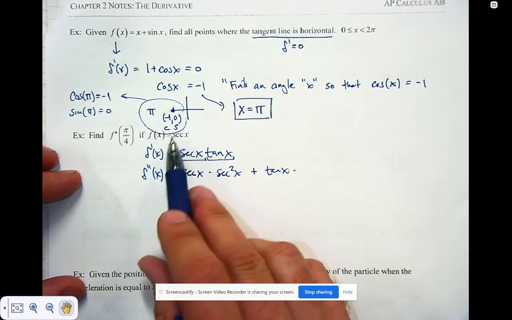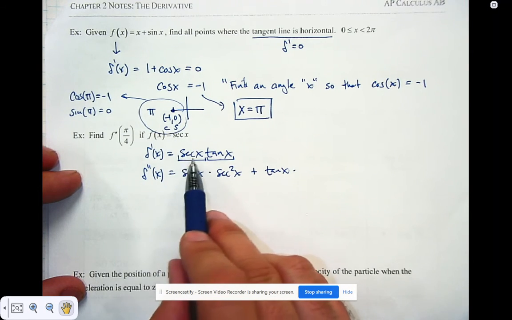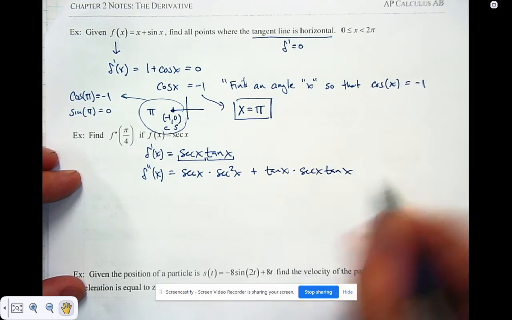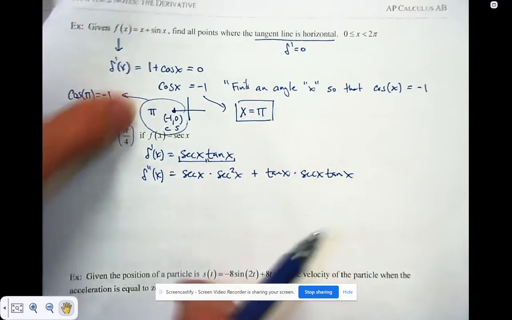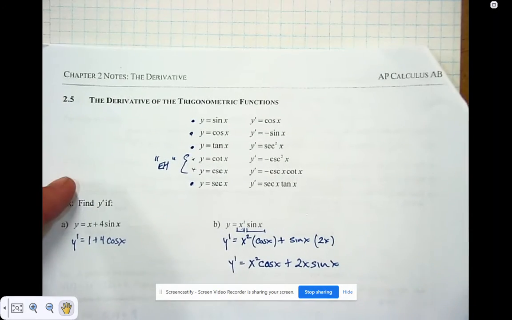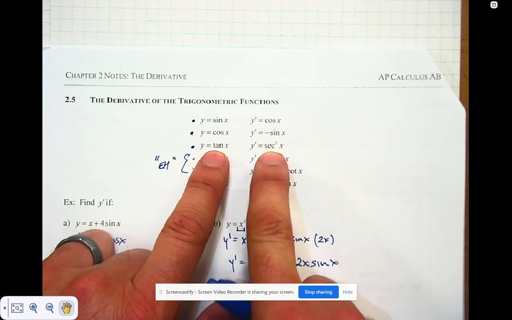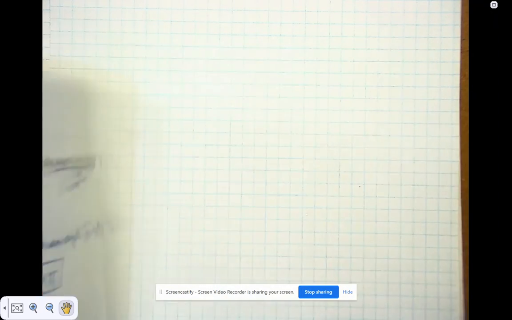Well, the derivative of the first was kind of like our original function. The derivative of secant is secant tan, both of them. Okay, and it tells you that right here. So don't freak out. That's just memorization. The derivative of secant is both, right? The derivative of tangent is secant squared. So all I did is I plugged that in.